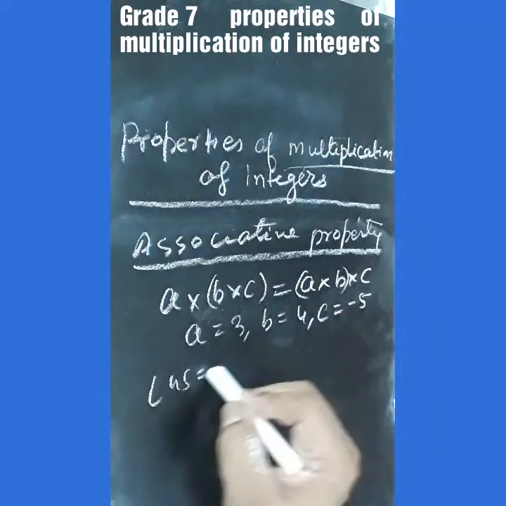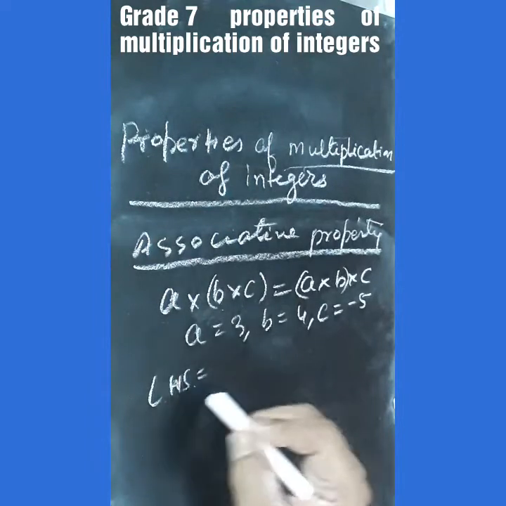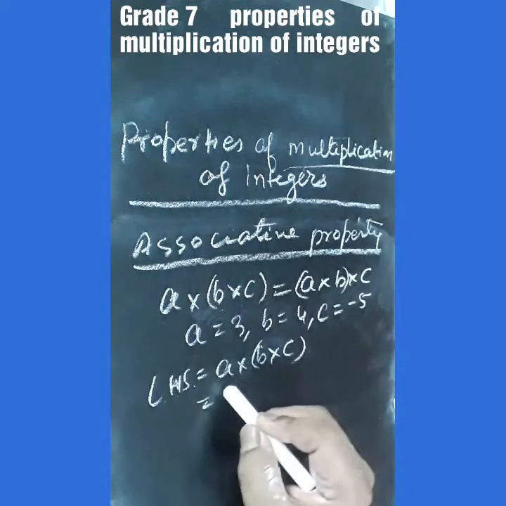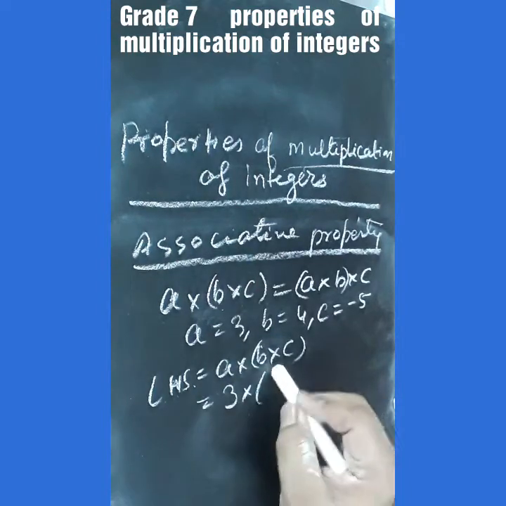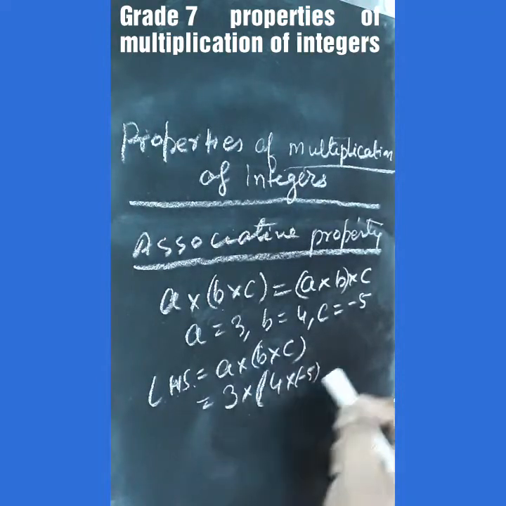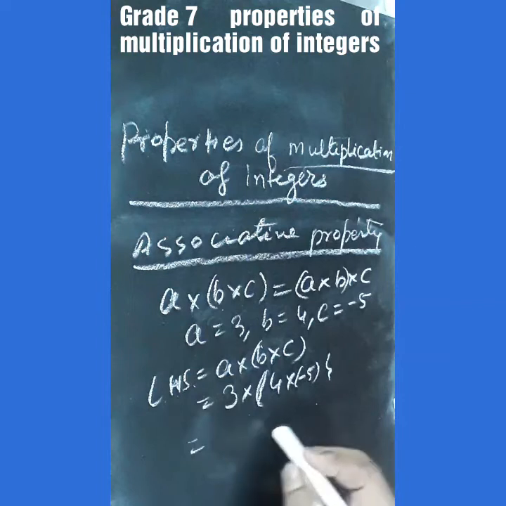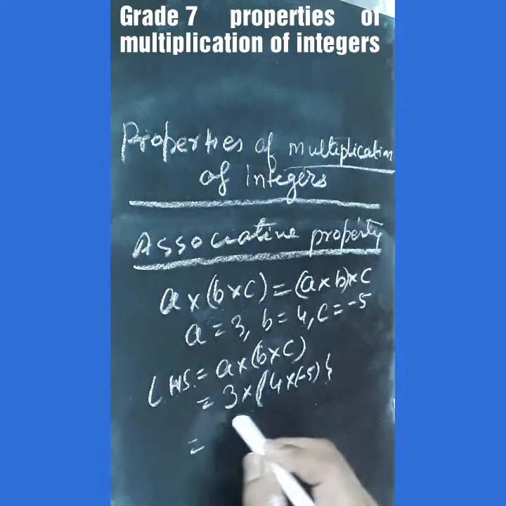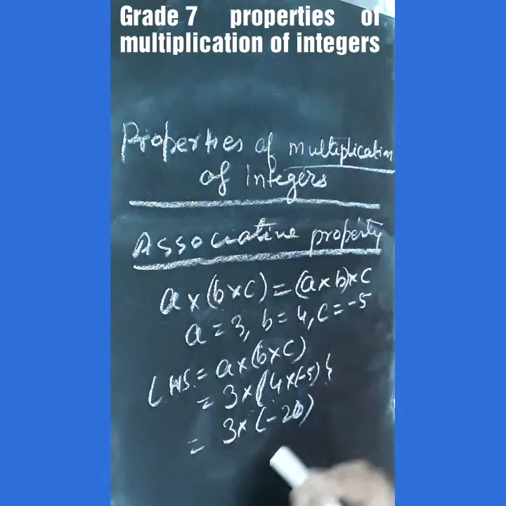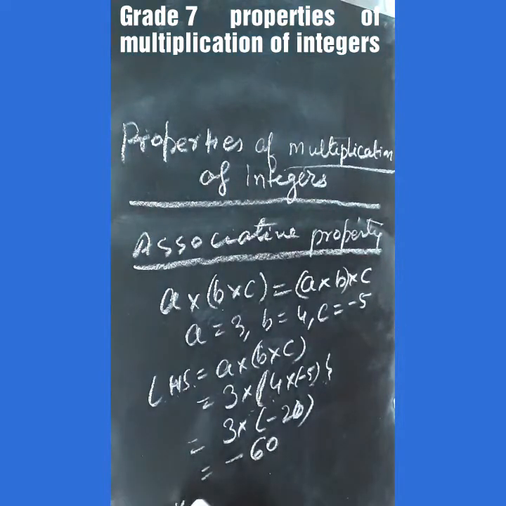Let us take LHS, left hand side, a into b into c. Here 3 into 4 into minus 5. Here we will solve bracket first. 3 into 4 is 12, into minus 5 is minus 60. We will get minus 60 here. Now let us take RHS. For LHS we are getting minus 60.